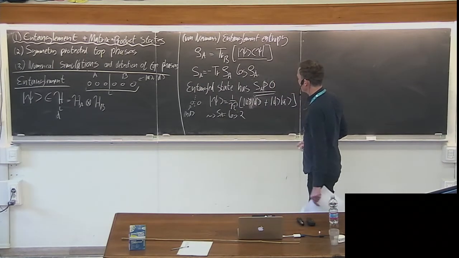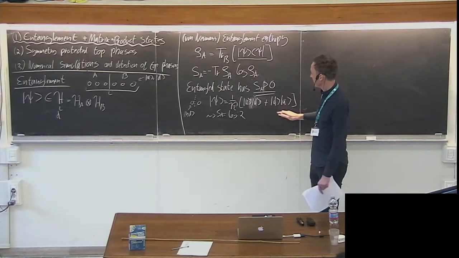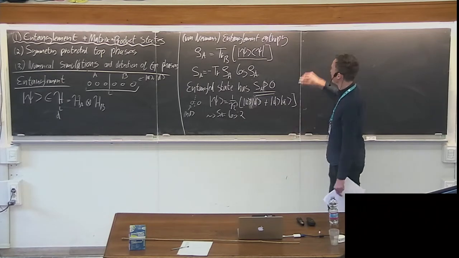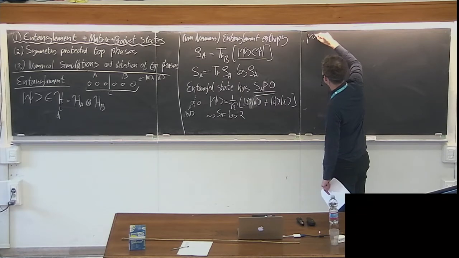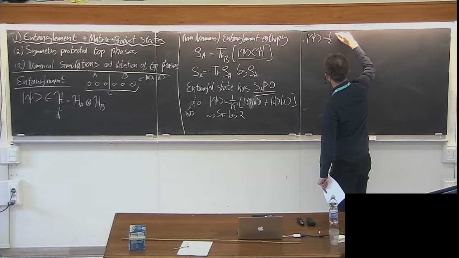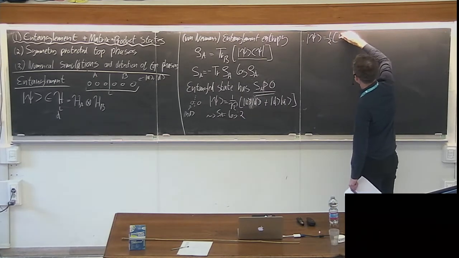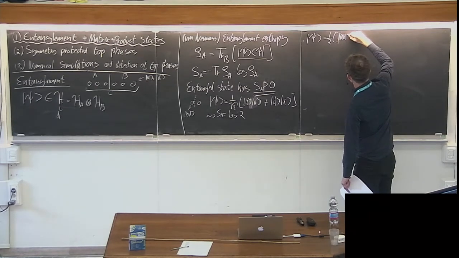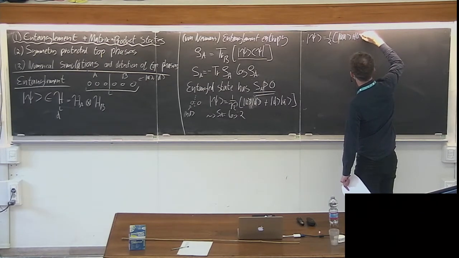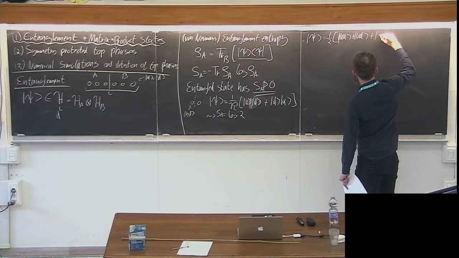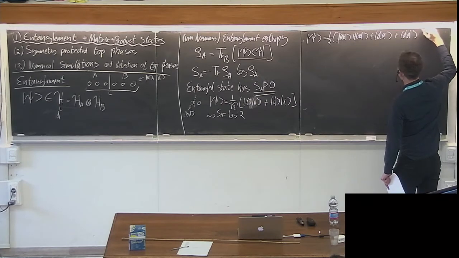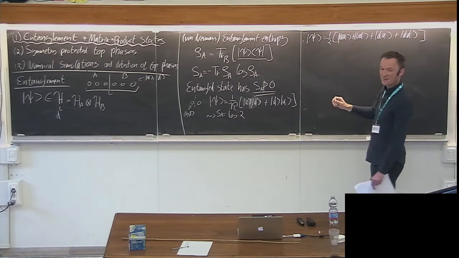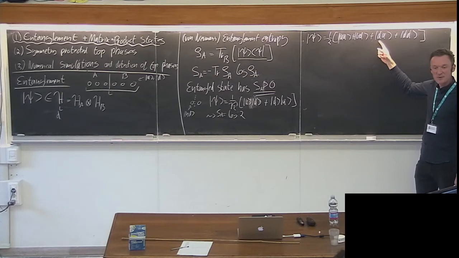And just for fun, we could do the following. Instead of having just two terms, a naive expression would be, well, let us just add more terms to the sum, then it might get more entangled. So let us look at this state here: up-up plus down-up plus down-down. Anyone an idea what the entanglement entropy would be for this state?